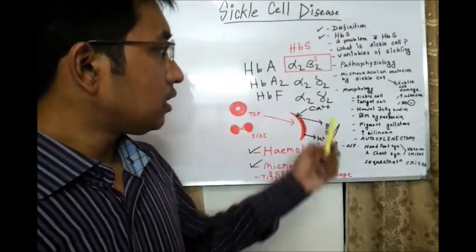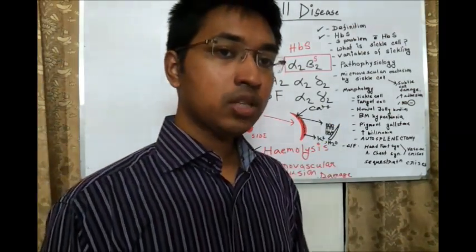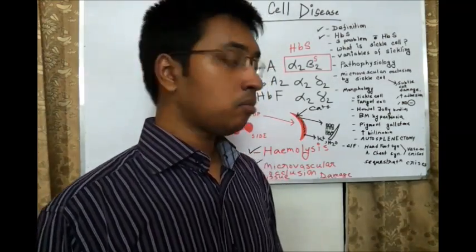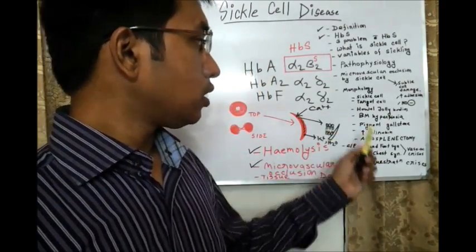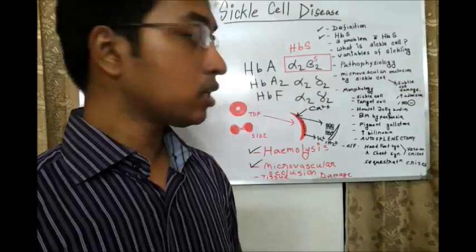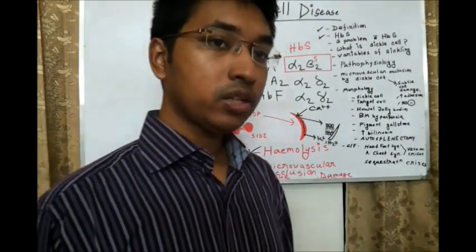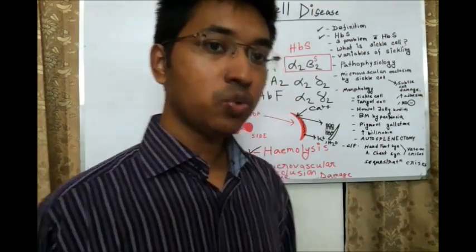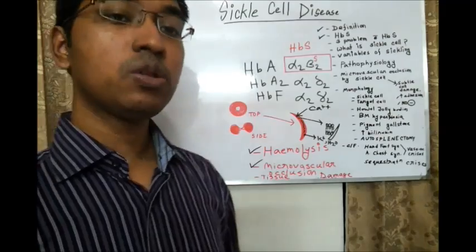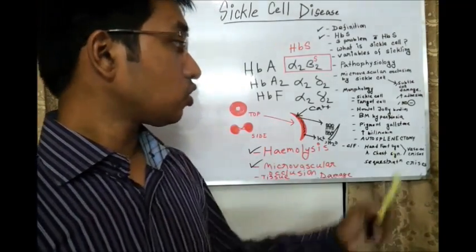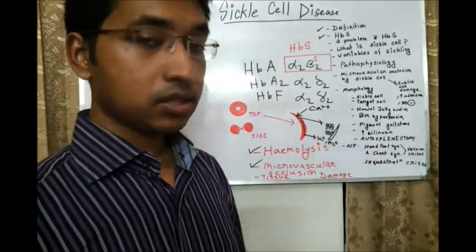Now, what will be the morphology of a patient who has sickle cell disease? Well, in the peripheral blood we will have sickle cells, we will have target cells, and also some other things.